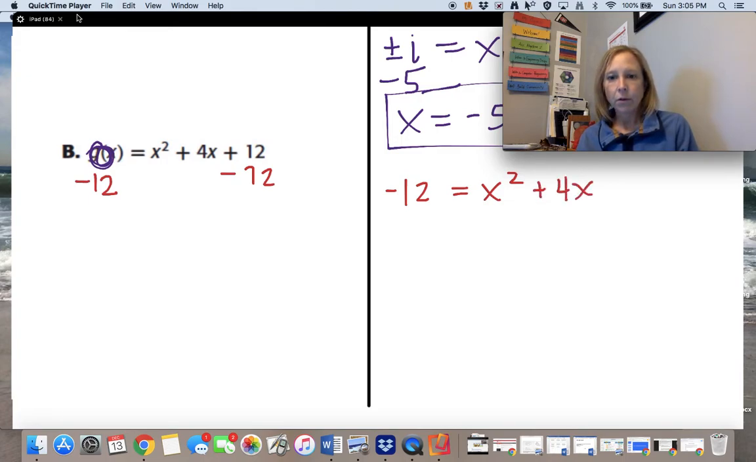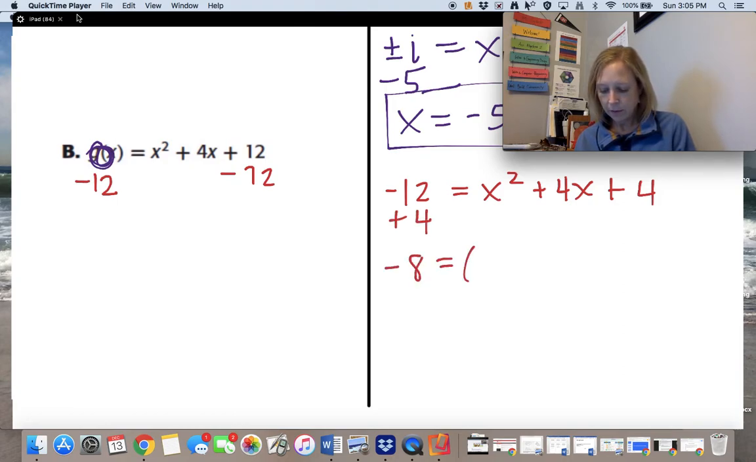Again, I have a leading coefficient of 1, so I'm ready to complete the square. Half of 4 is 2. 2 squared is 4. Add 4 to both sides. Negative 8 equals x plus 2 squared. Now I'll take the square root and start solving.